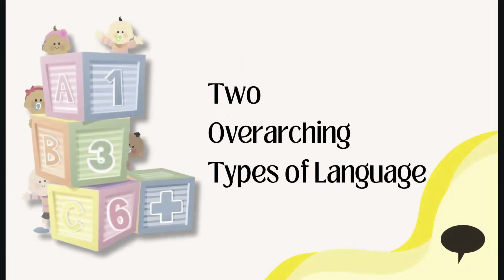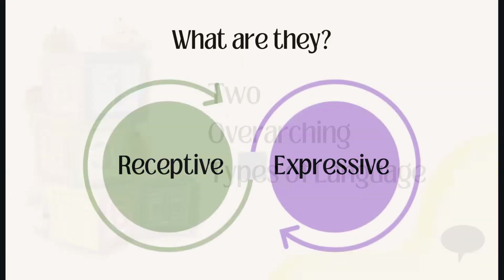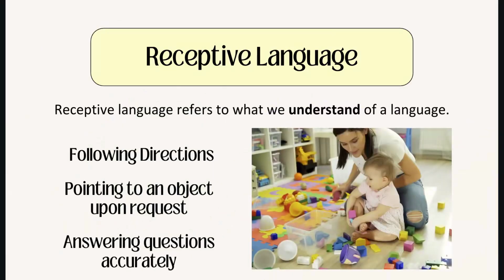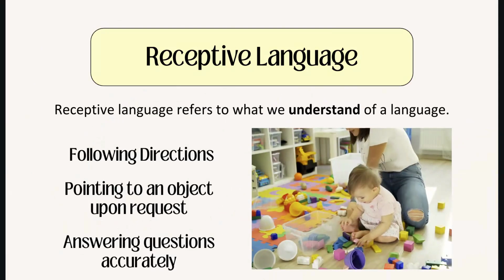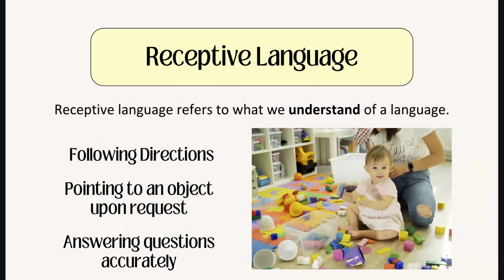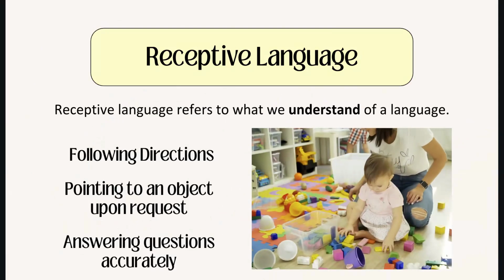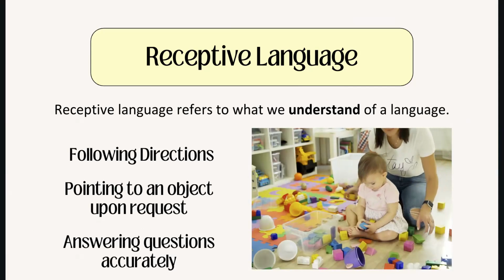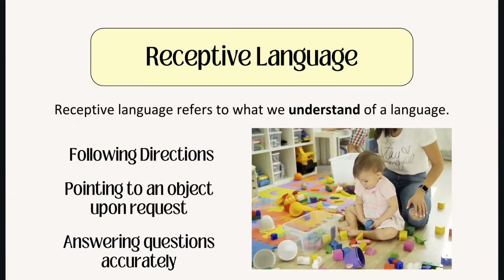So there are two types of language that are really discussed when we're talking about childhood language development specifically. But really, we're still using both of these in adulthood. So receptive language and expressive language are these two types. So we'll talk about receptive language first. Receptive language refers to what we understand of language. So we are not using anything yet.